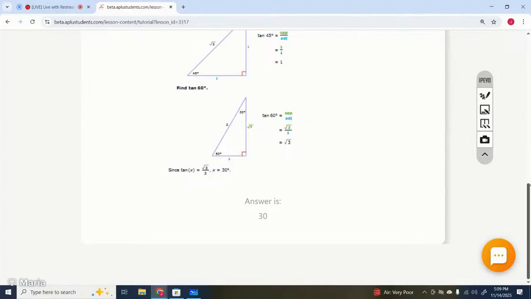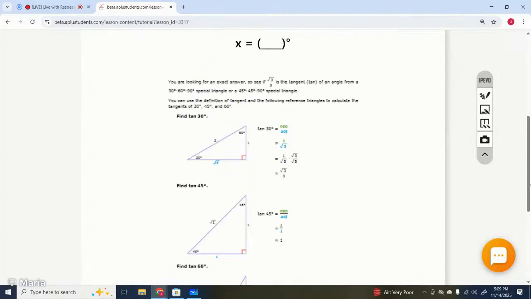So the answer is 30 degrees. You can see the tangent of 30 degrees has the measurement square root 3 by 3, so that is 30 degrees.